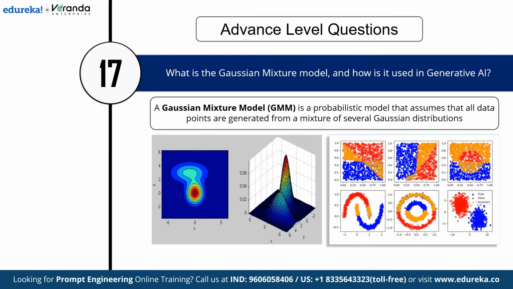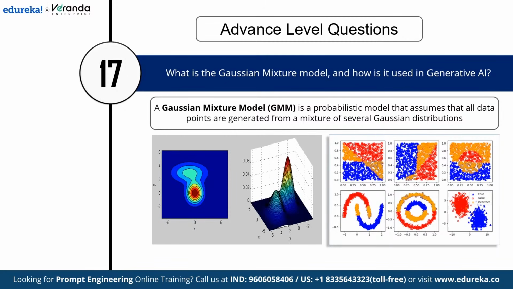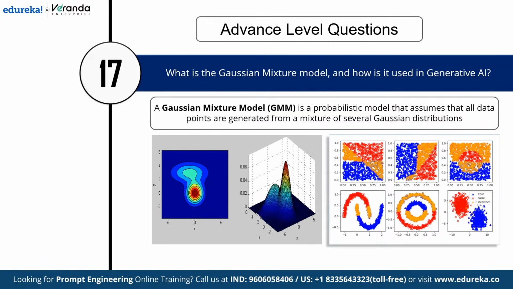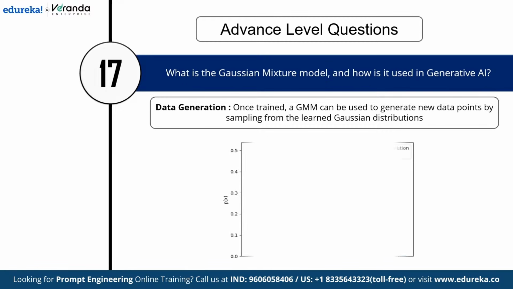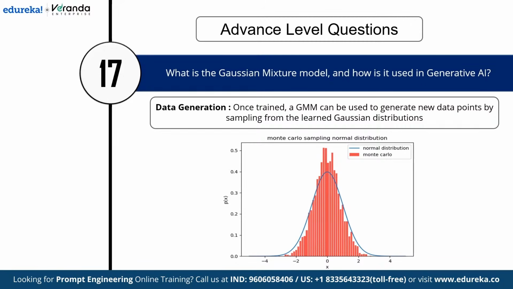It is valuable in generative AI for tasks like clustering, density estimation, and generating synthetic data. The graph demonstrates data generation using a Gaussian mixture model. After training on a dataset, it can create new data points by sampling from a learned Gaussian distribution. The graph compares a theoretical normal distribution to data points generated through Monte Carlo sampling from this distribution, showcasing the accuracy of the generated data in capturing the underlying distribution. This technique is crucial in generative AI for tasks like creating synthetic data that resembles real-world data.